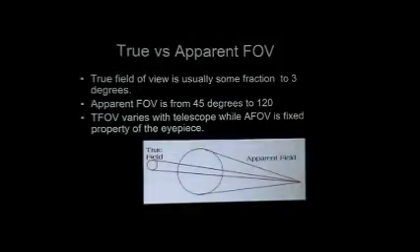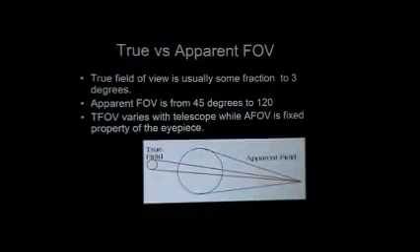This true field of view is going to vary on the telescope that you put it in. The apparent field of view is a property of the eyepiece. The eyepiece will be a 65-degree apparent field of view, and it'll always look like 65 degrees unless you do something horrible like stop down the field and get some weird vignetting going on.